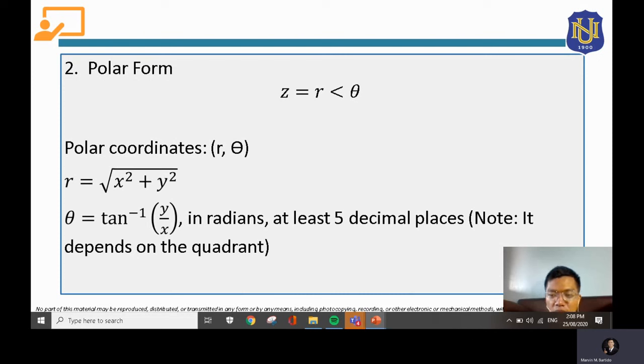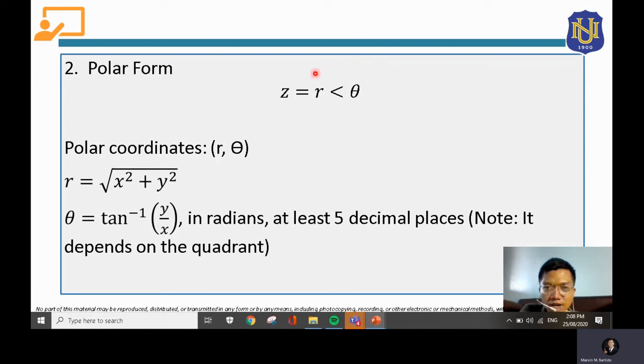Now, for polar form, this is the second form of complex numbers. This is represented by z. Complex number z is equal to r angle theta. This is not a less than sign; this is actually an angle symbol. So this is r angle theta, wherein r is the modulus of complex number z, and your theta will be your argument, right?